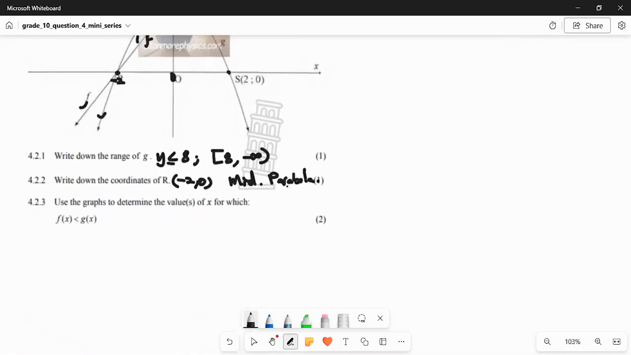I can present my solution as: x is greater than negative 2 and x is less than 0, or we can say negative 2 not included up until 0 not included. Both solutions are correct, and that's our question number 4.